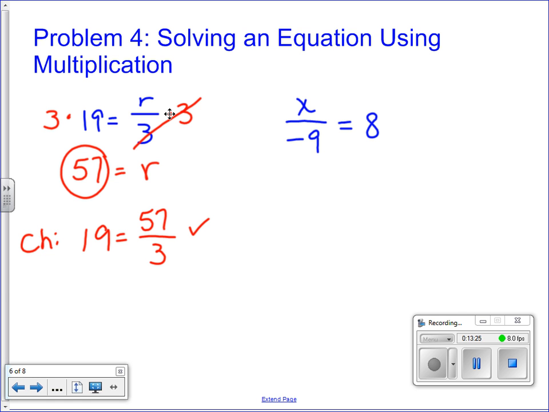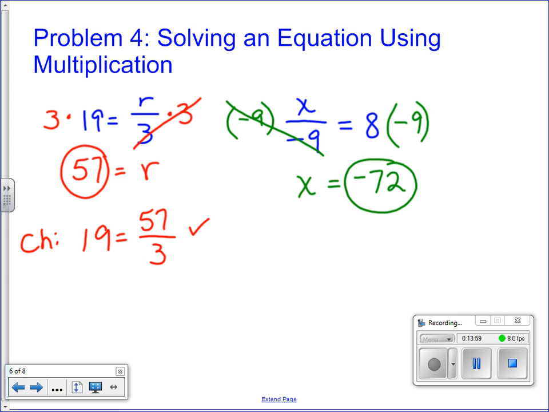All right, on our second problem, once again, our variable x is being divided by -9, so we're going to undo that by multiplying by -9. And if we do it to the left side, we must do it to the right side to maintain equivalent equations. All right, -9 divided by -9 is 1. 1 times x is x. And on the right-hand side, 8 times -9 is -72.